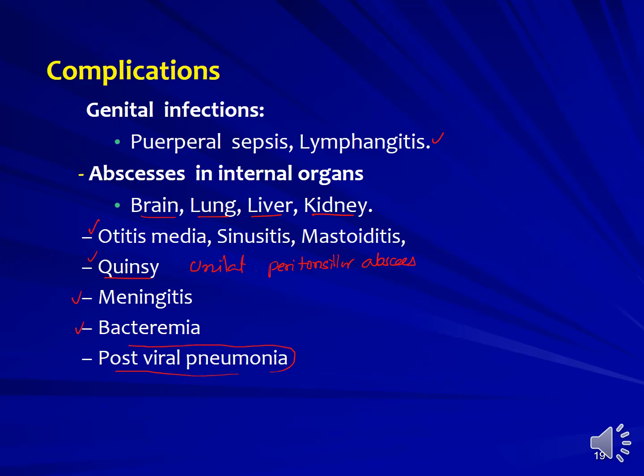Any viral infection, after a week or days, if you don't give the proper prophylactic antibiotics, then it may lead to pneumonia. The commonest bacterium associated with post-viral pneumonia is Streptococcus pyogenes, after Staphylococcus aureus.